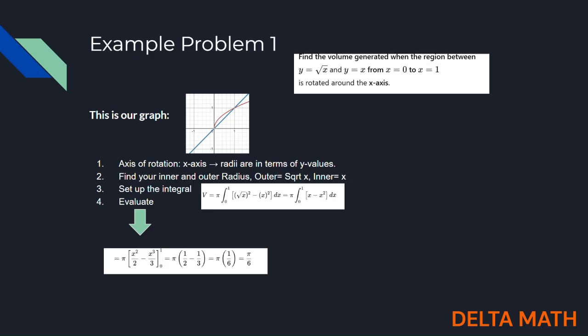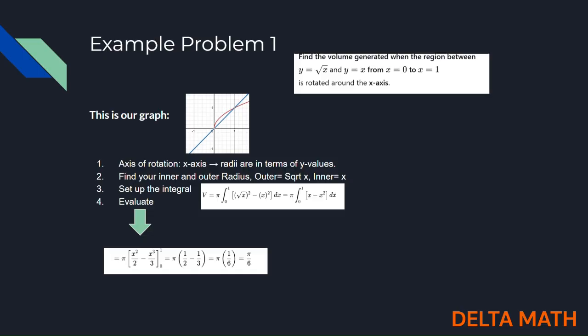We're asked to find the volume generated by rotating the region between the curves y equals square root of x and y equals x from x equals 0 to x equals 1 around the x-axis. First, we should sketch the graph. However, on this problem, I already gave the graph in Desmos.